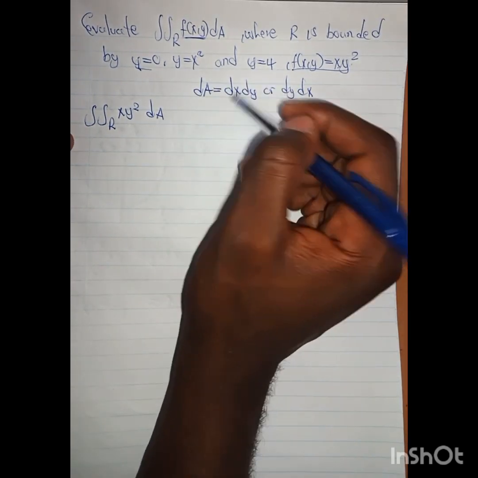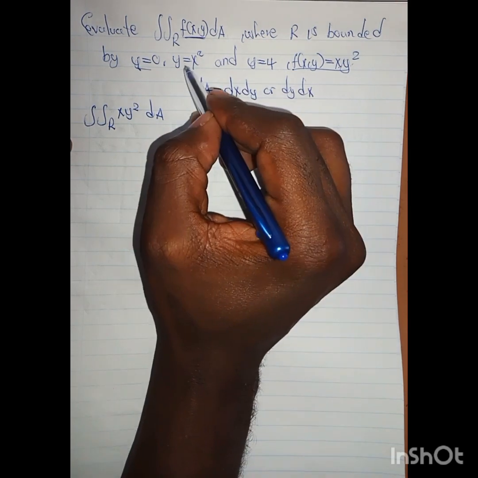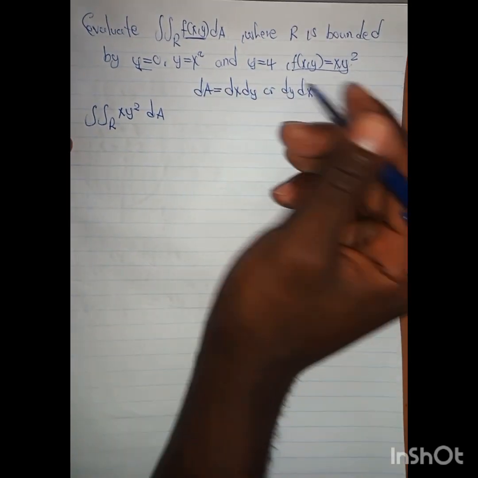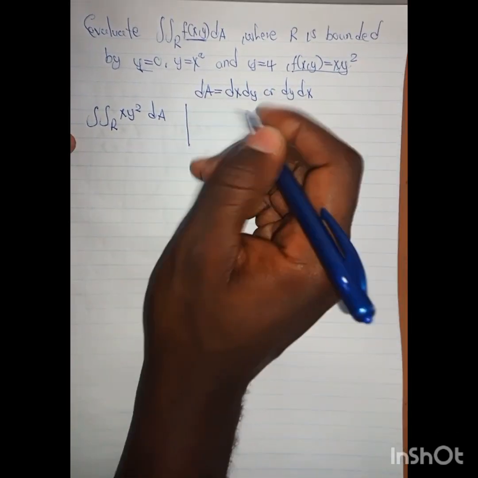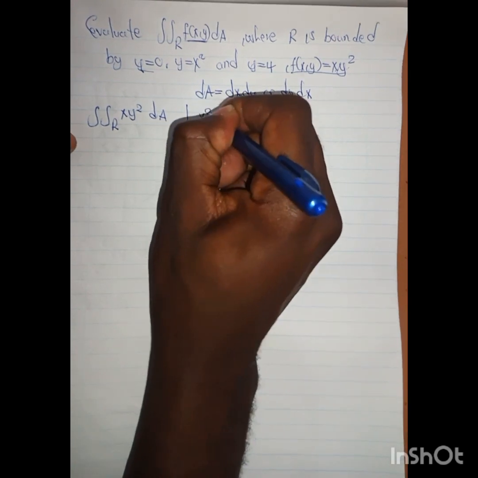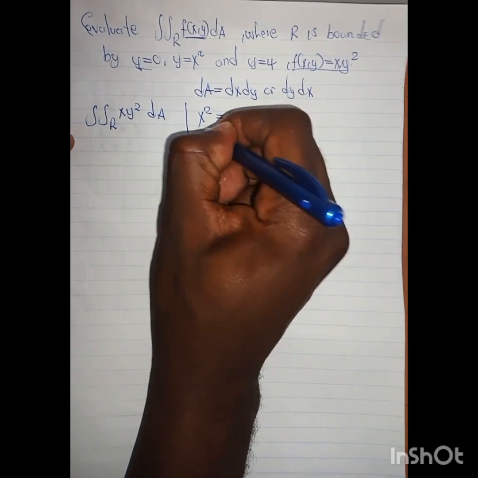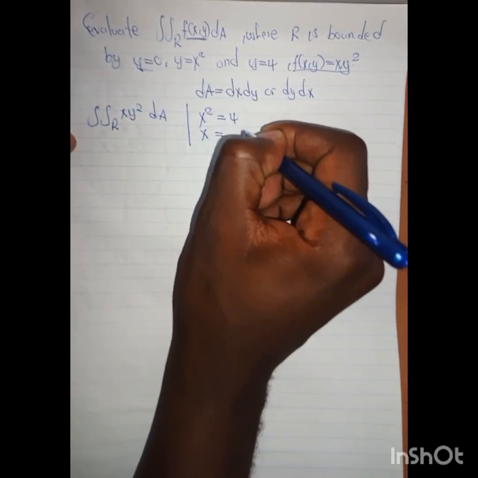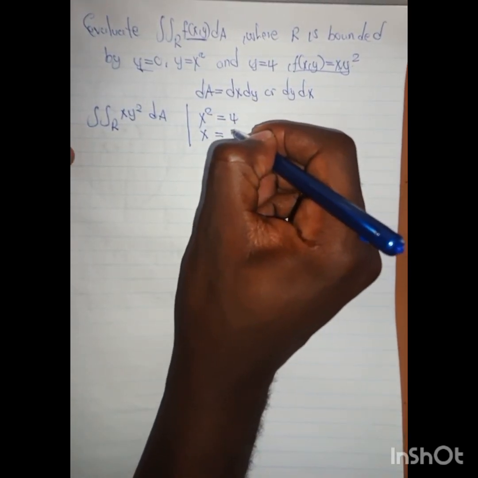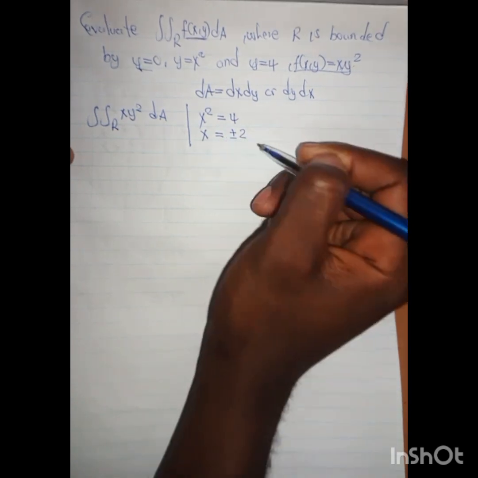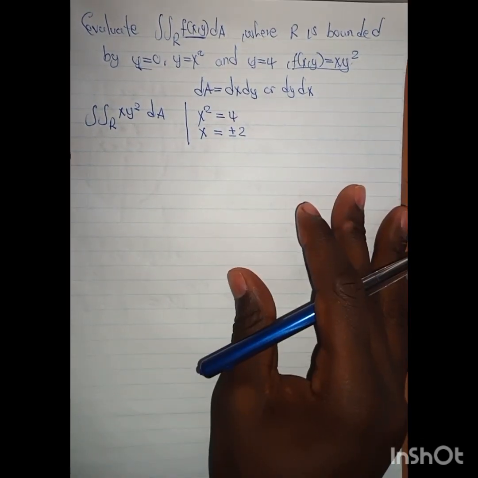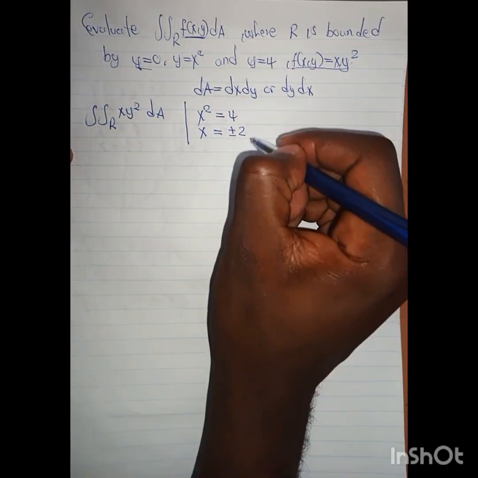Out of the two, we can find the point of intersection. As we can see, the two y values are equal. So finding the point of intersection, we must have x squared equals 4. Since x squared equals 4, we can take the square root both sides. By taking the square root both sides, we must have x equals plus or minus 2.